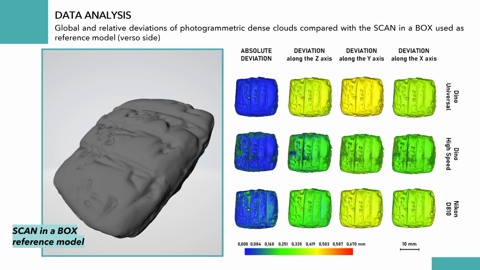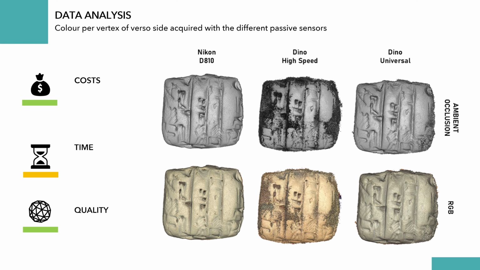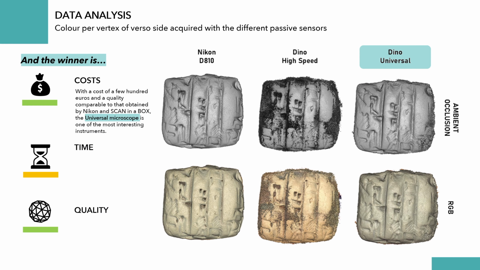The final consideration concerns cost, time and quality of output. In this regard, with the cost of a few hundred euros and a quality comparable to that obtained with the Nikon and Scan-in-a-Box, the Universal microscope is one of the most interesting instruments, with the only drawback that it takes too long to acquire, which can be solved by automating the procedure.